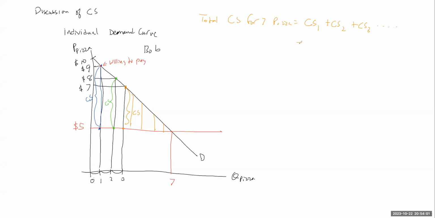Keep going down. First slice was 9 minus 5, or 4. Second slice was 8 minus 5, or 3. Third slice was 7 minus 5, or 2. And we add all these up, and we would get the consumer surplus for eating 7 slices of pizza.